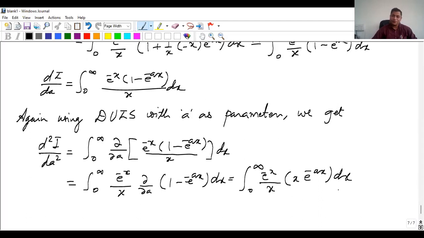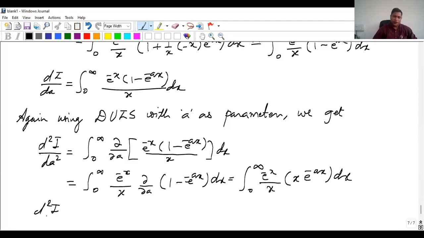Are you getting this derivative? Yes, you're getting this derivative. So here we are finding the derivative with respect to a. So minus x will be treated as a constant. Here we have minus already, so that becomes plus x. Okay, this x and this x will get cancelled.